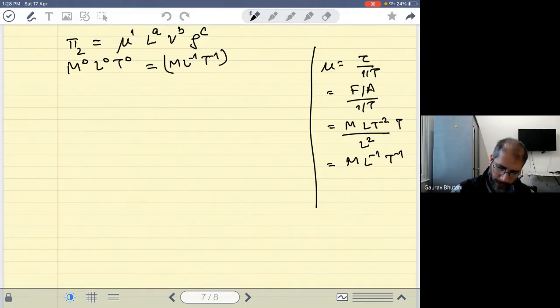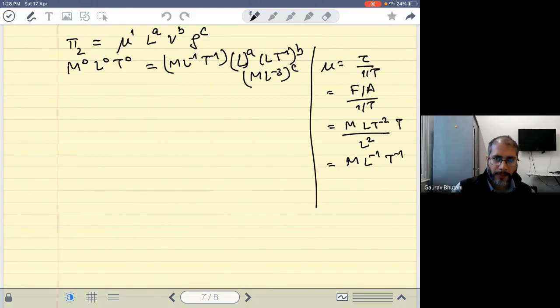Okay, this to the power of 1. And then we have L to the power of A. Velocity was L t minus 1. And density was m L minus 3. Right. So again, I won't do the same steps again.